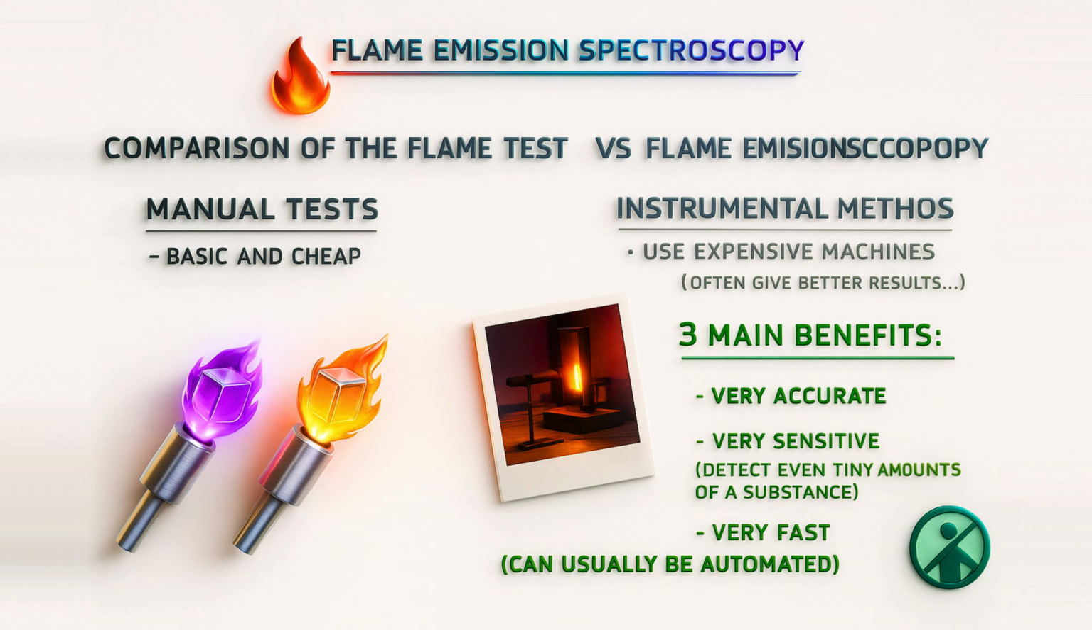Specifically, instrumental methods are known for their high accuracy, meaning they give correct and reliable results, their high sensitivity, which allows them to detect even tiny trace amounts of a substance, and their high speed, because the processes can be automated so they do not require constant human effort or attention. These advantages make instrumental methods essential in laboratories and industries where precision and efficiency are crucial.